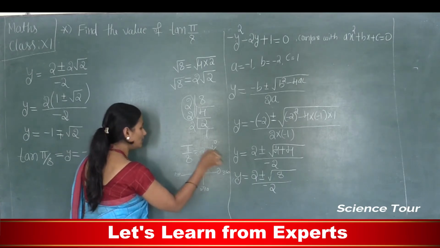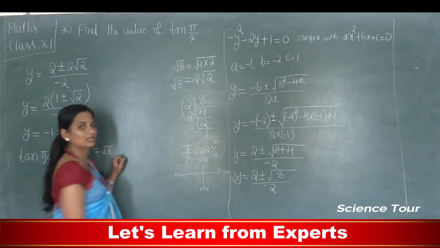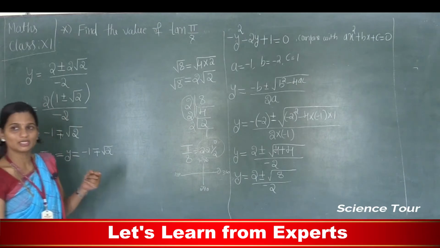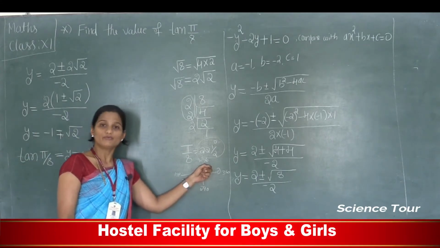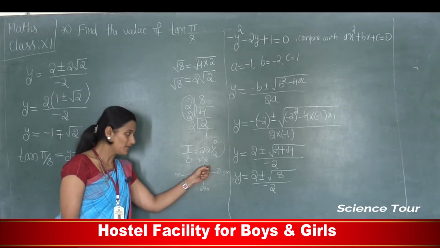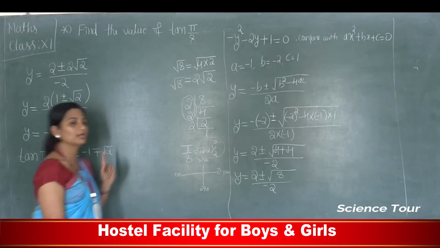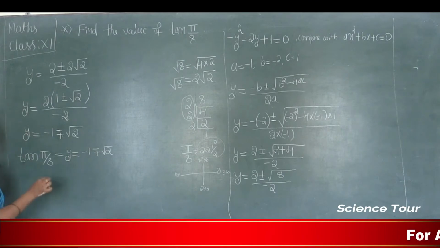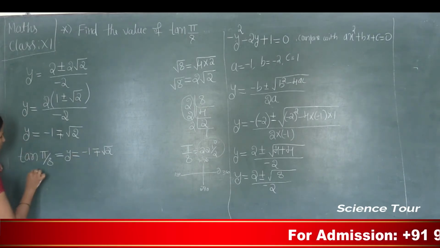Correct, no? Now this 22.5 degree, where does it come in? Which quadrant? It comes in the first quadrant, correct, no? So in the first quadrant, all trigonometric functions are positive. So now what is the value of this y?